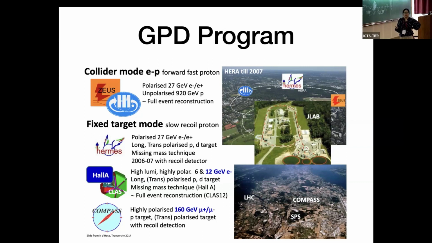The other experiments are at JLab, in Hall A and CLAS, which measure some of the GPD observables there. Hall A doesn't have a recoil detector, so it has to use a different technique to reconstruct the kinematics. On the other hand, CLAS has full event reconstruction capability. And last but not least is the COMPASS experiment, which has polarized muon beams with different charges. So you can have beam charge or beam spin asymmetries as well as cross-sections and single spin asymmetries, and a polarized target there with a recoil detector.